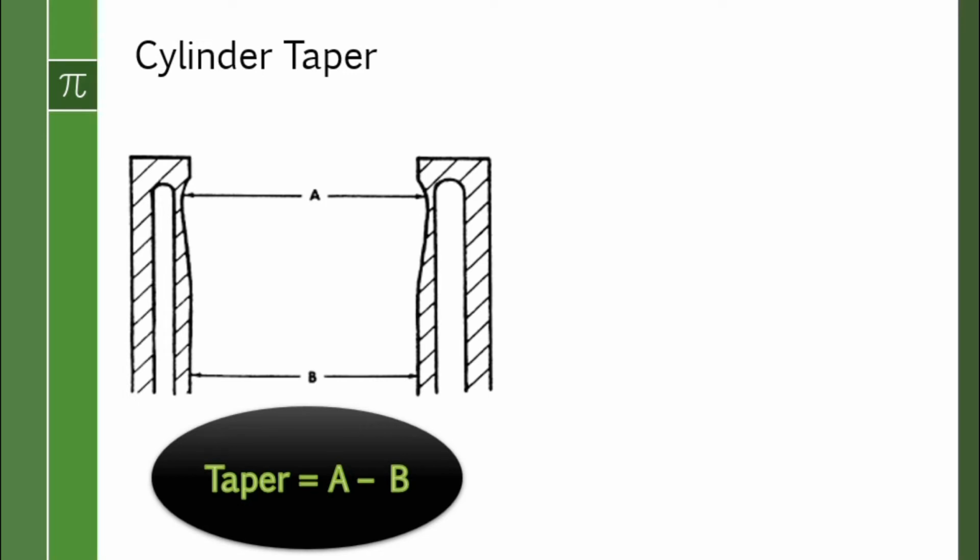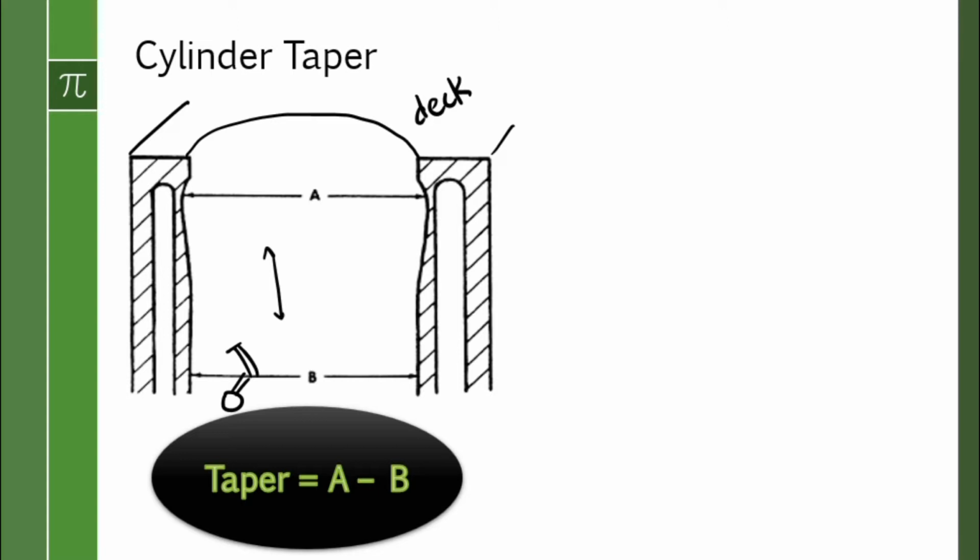Starting with taper, what we're looking at in this picture is the cross section of a cylinder. If we were to see it in more 3D, it might look something like this, where up here we have the deck, here's the cylinder itself, and then down at the bottom somewhere we've got a little crankshaft doing its magic. Okay, just to get ourselves located in the cylinder.